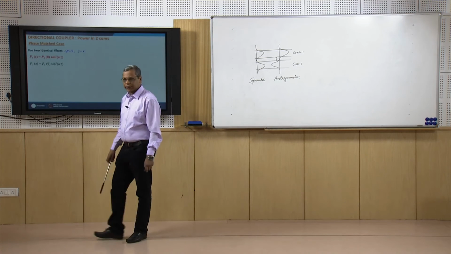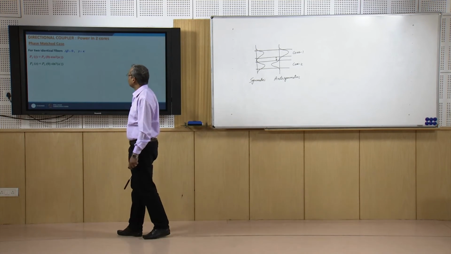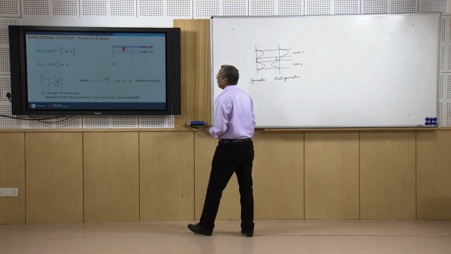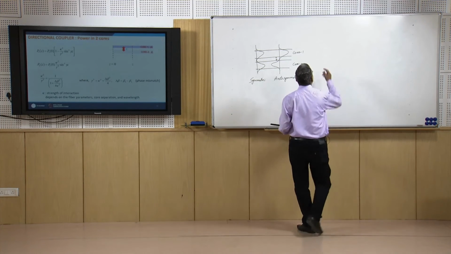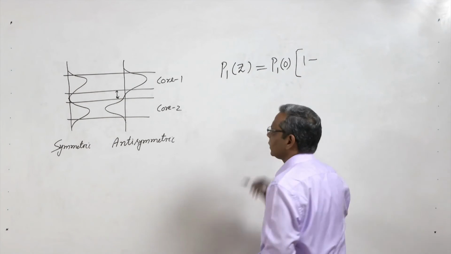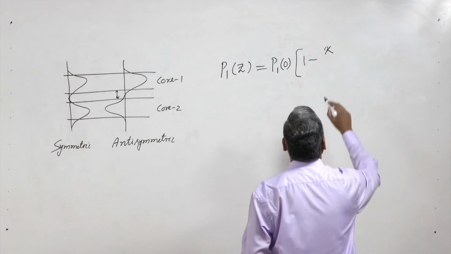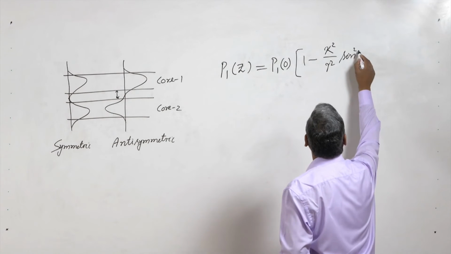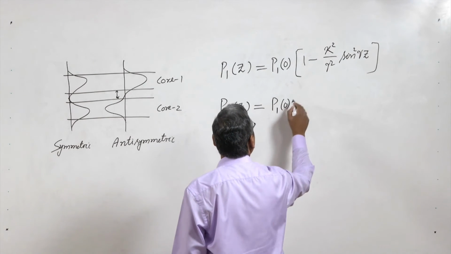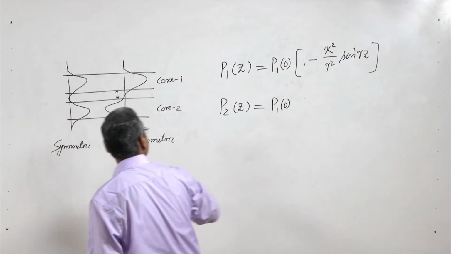So, if I have two identical fibers, then beta 1 is equal to beta 2, delta beta is equal to 0, and if delta beta is equal to 0, then gamma is equal to kappa. If you go back to this expression, let me retain this expression on the board: P1(z) is equal to P1(0) times 1 minus kappa square over gamma square sine square gamma z, and P2(z) is equal to P1(0) times kappa square over gamma square sine square gamma z.